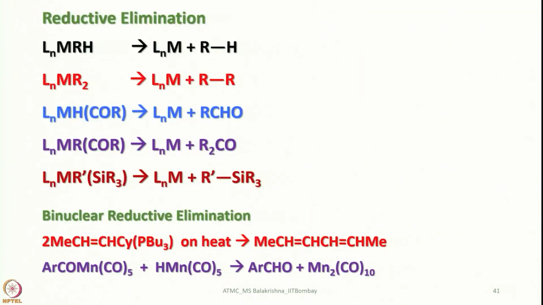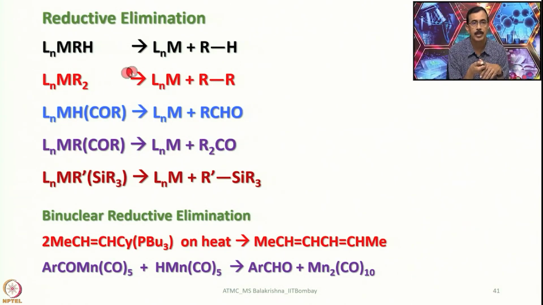And what are the types of reductive elimination we come across? You can see here RH, so CH coupling can be seen and CC coupling can be seen, and again here CH coupling can be seen, and here CC coupling can be seen, and here you can see carbon to silicon bond formation can be seen.